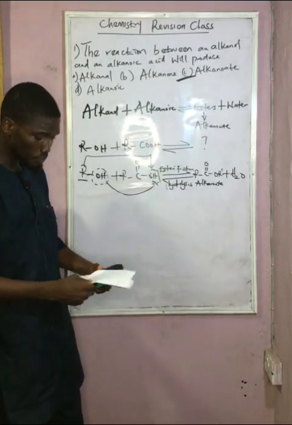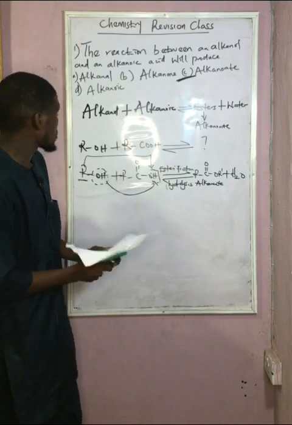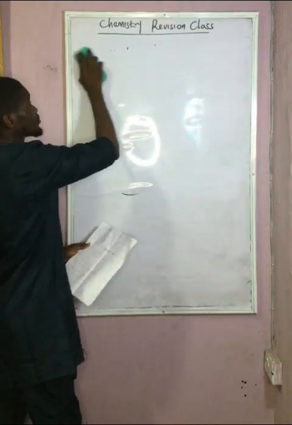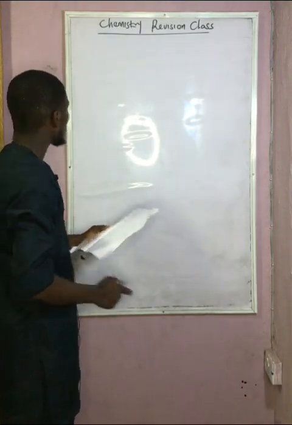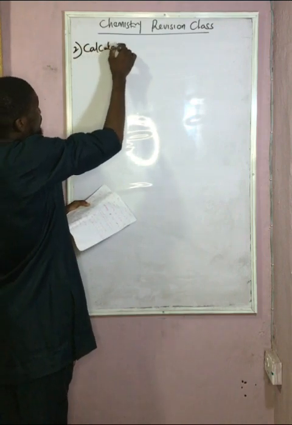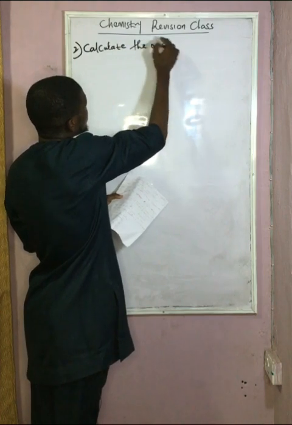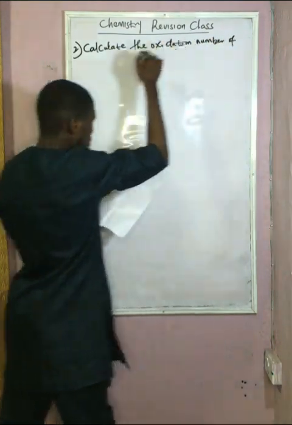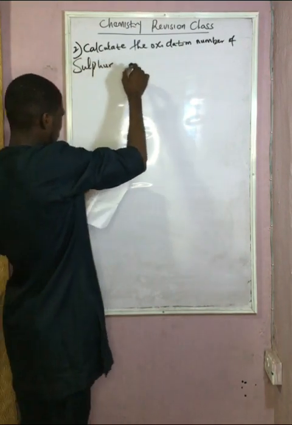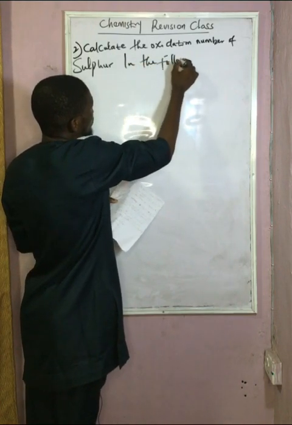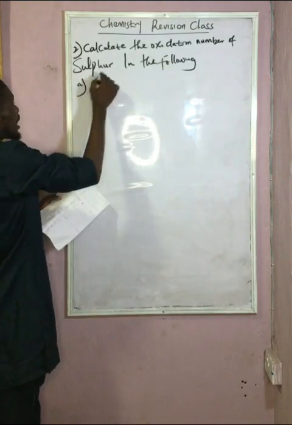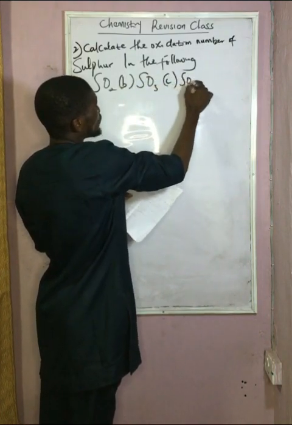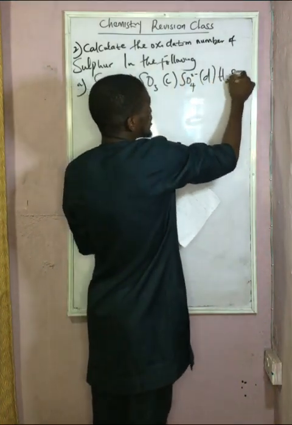So let's take a look at another question. So number 2, we ask: calculate the oxidation number of sulfur in the following. A, we have SO2. B, we have SO3. C, we have SO4 2-, and D, we have H2SO4.